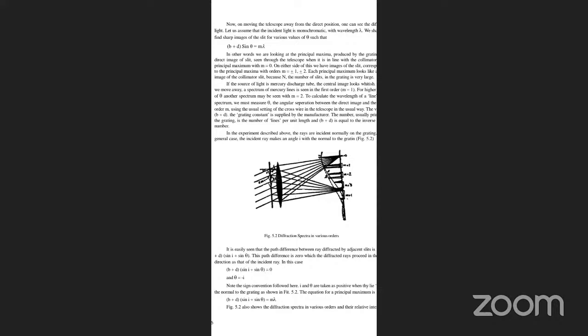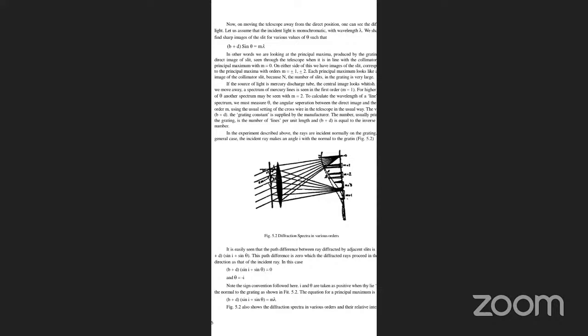On either side of this, we have images of the slit corresponding to the principal maxima with orders m equal to plus or minus 1, plus or minus 2. Each principal maximum looks like a sharp image of the collimator slit, since the number of slits N in the grating is very large. The experimental arrangement is shown in the figure.